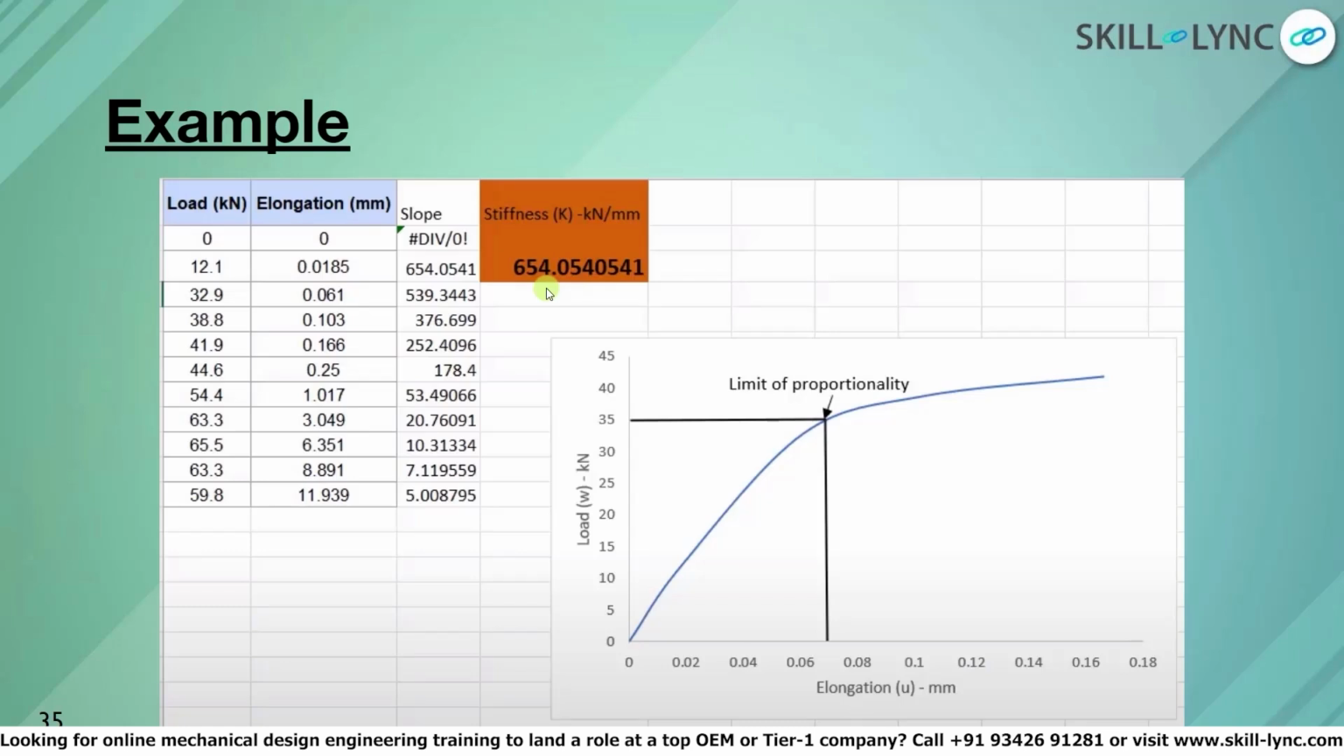Now it should be noted that the K value is true only under the limit of proportionality. That means any value that we get after the load limit of 35 kilonewton as per the plot does not fall under our range of stiffness. By this, the highest value of stiffness is for load value 12.1 kilonewton, which is 654.01 kilonewton per millimeter, and this is our final value of stiffness.